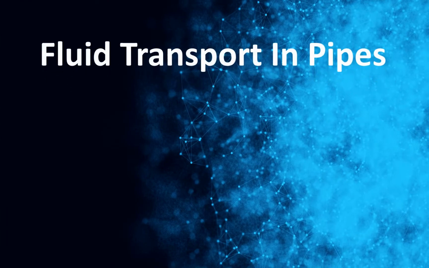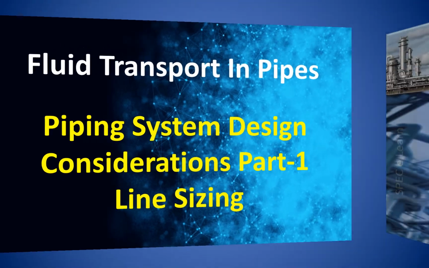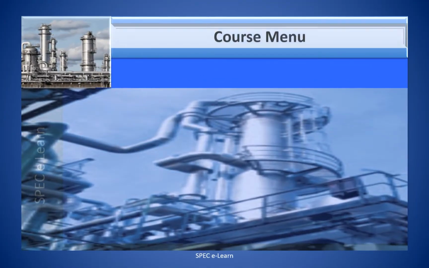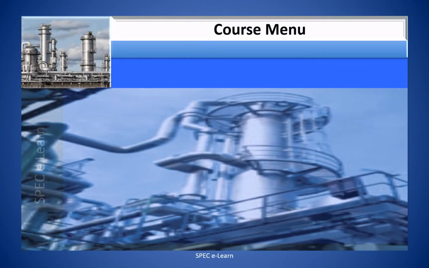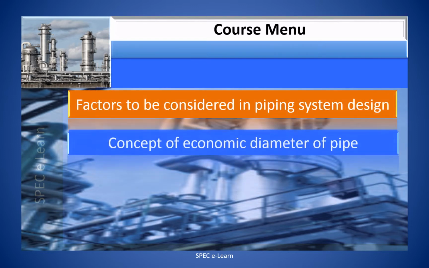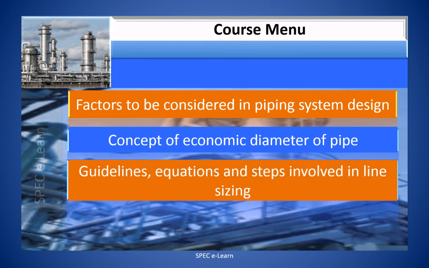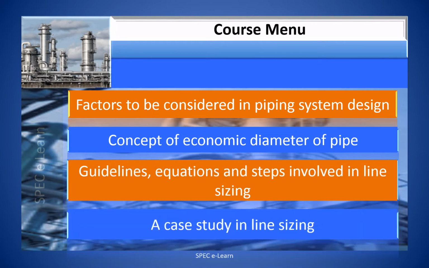Fluid transport in pipes. Piping system design considerations part 1, line sizing. In this video course, you will learn the factors to be considered in piping system design, concept of economic diameter of a pipe, guidelines, equations and steps involved in the sizing, a case study in line sizing.